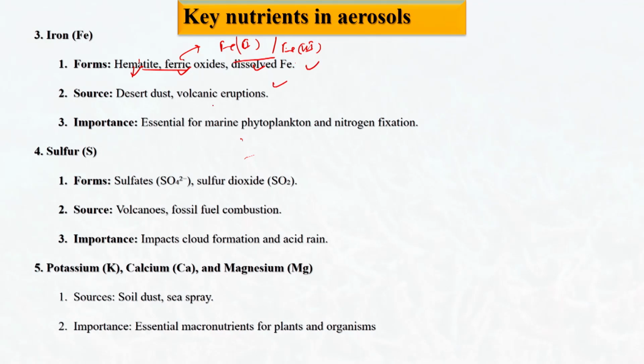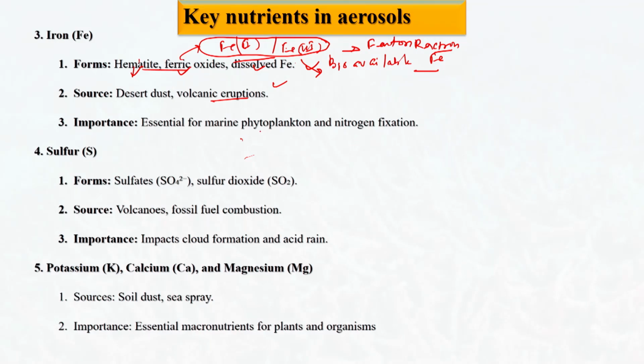Okay. And desert dust and volcanic eruption are the major sources, and there are studies which suggest that this is also called bioavailable iron, because it is directly available, and then it is in the form of dissolved iron. This is actually very important, and there is a very famous reaction associated with this, called the Fenton reaction, which helps in dissolution of the iron and getting it into the labile form or bioavailable form.